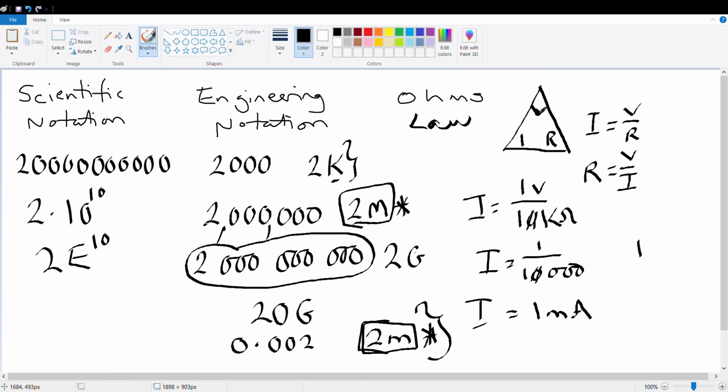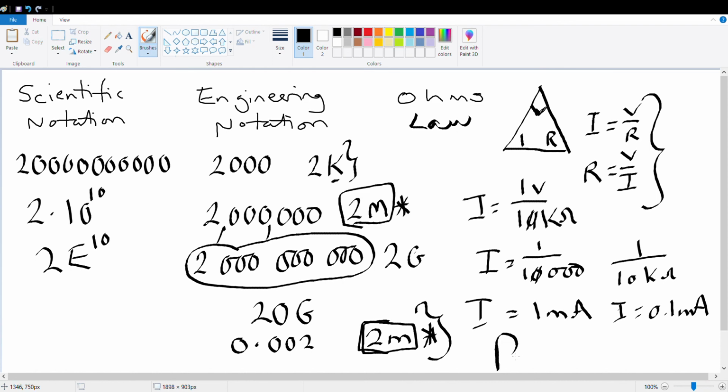Or if it was 10 kilo ohms, it would be 0.1 milliamps. Okay, now Ohm's law, this is all very nice, having voltage, current and resistance, and this is what we're going to use a lot of the time when we're doing circuit theory this semester, but we can't forget about power.